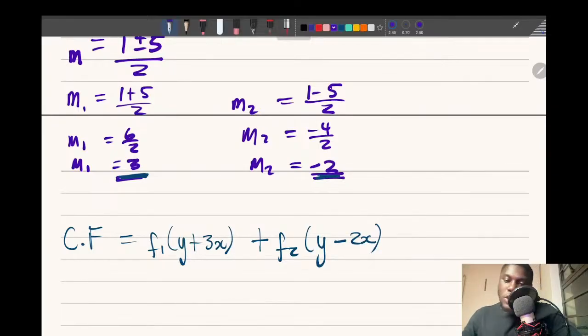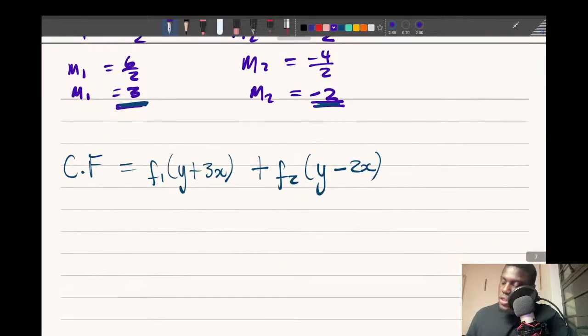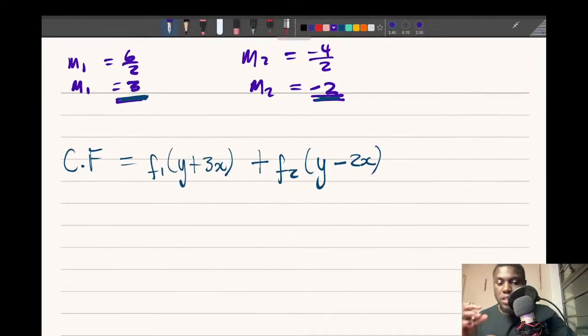Now you are going to go to the next step, which is, what is your next step? Finding your particular integral. For our particular integral, we do it step by step, and we'll be solving until we get the solution which we need.